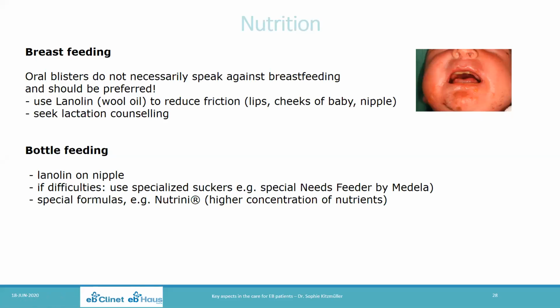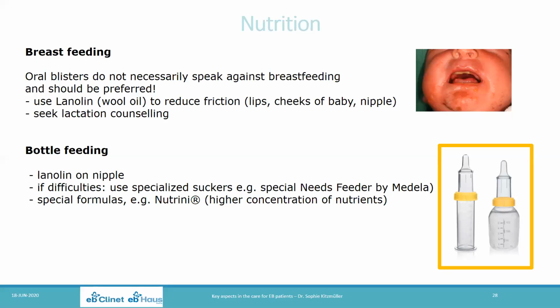They are available in different brands, and they have a high concentration of nutrients. And one thing I want to show you, because sometimes with those sucker attachments the babies have to suck very hard to get the milk out of the bottle. And again, here you can cover the nipple in lanolin. And something that I want to show you are specialized suckers, for example those special needs feeders by Medela, where we have very good experience.